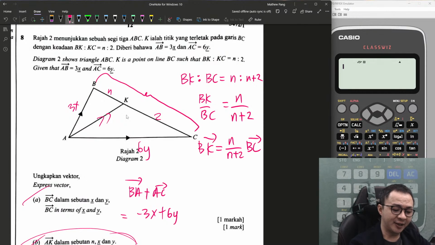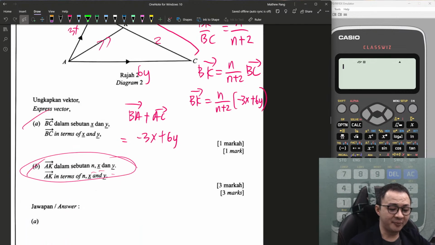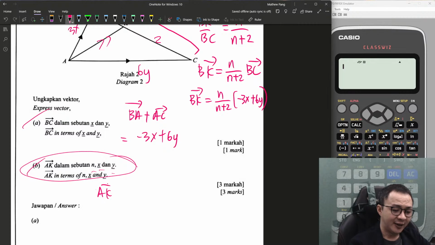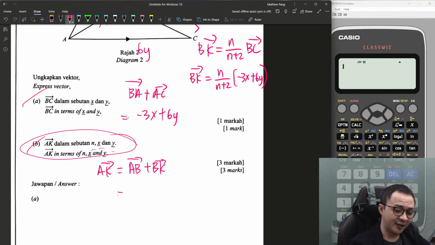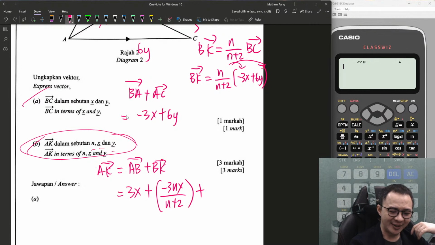So right now, from here, I should be able to get my BK vector. So basically, it's N over N plus 2. BC is basically negative 3x plus 6y. Okay, after I got the BK, the whole question becomes very easy. Because I want to find the AK, I will just assume it's AB plus BK, isn't it? And AB is literally 3x, right? Okay, this one is a bit crazy. I'm going to multiply 1 by 1 to make it less crazy. So it's negative 3nx over n plus 2 plus 6ny over n plus 2.